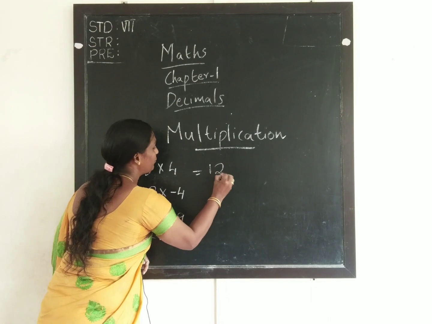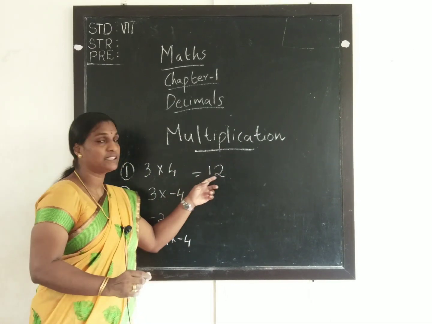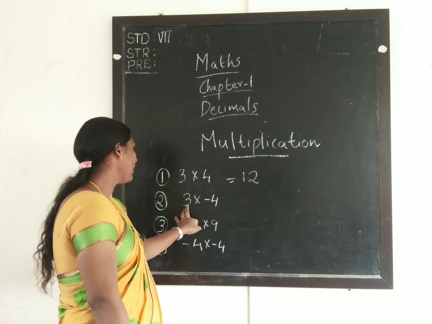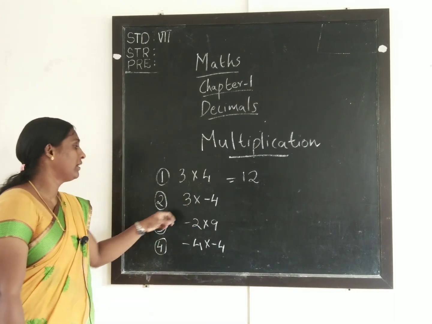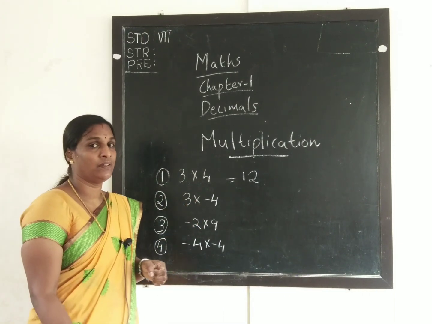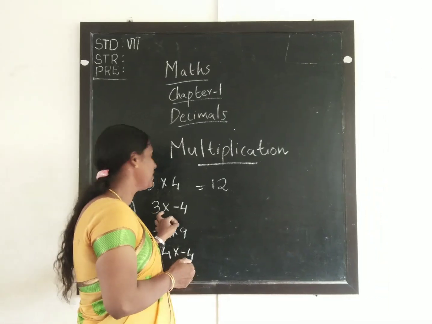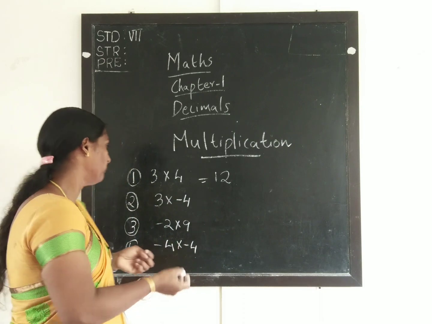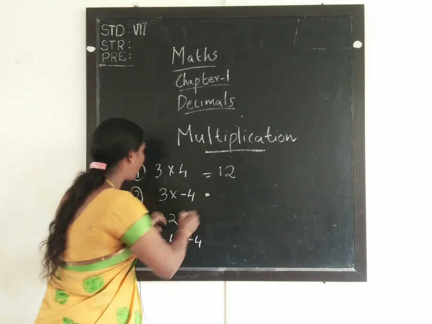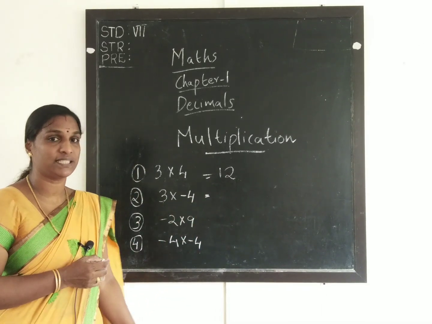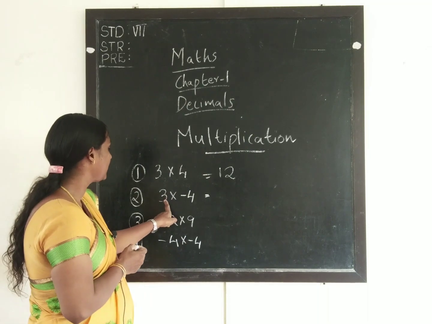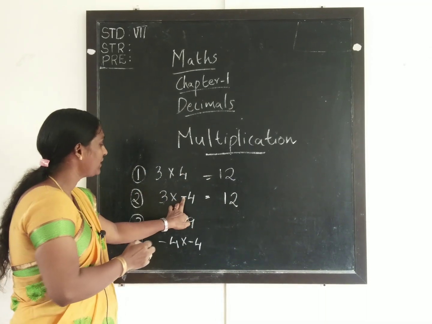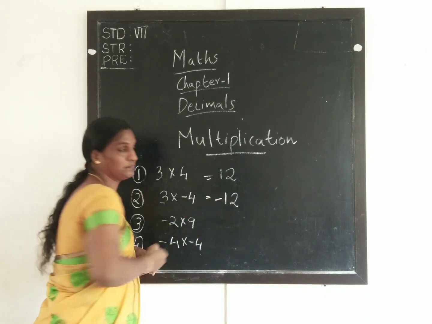Okay, multiplication of two positive integers gives the answer 12, and that sign is also positive. And second case, one number is negative. For the multiplication of two numbers in which one number is positive and the other number is negative, what we have to do? We have to find the product of the numbers without considering the sign. Without considering that, 3 into 4 is 12, we write it there and we put the sign negative here.